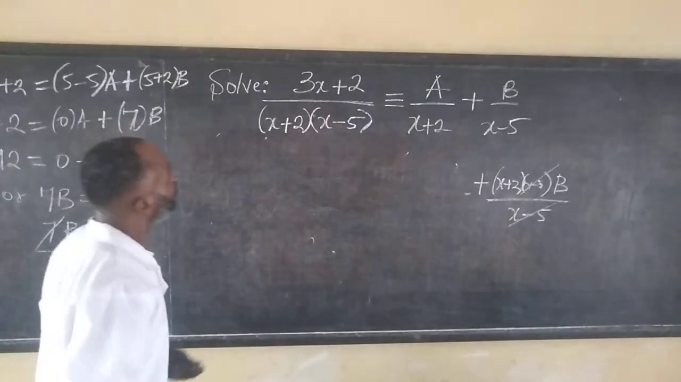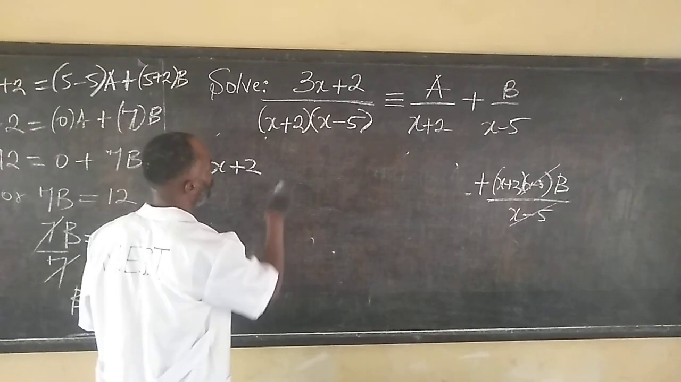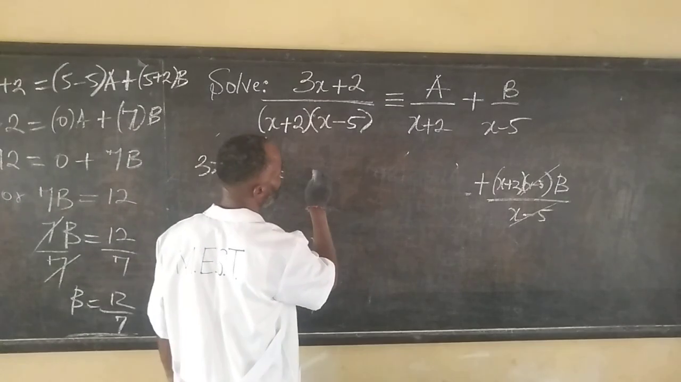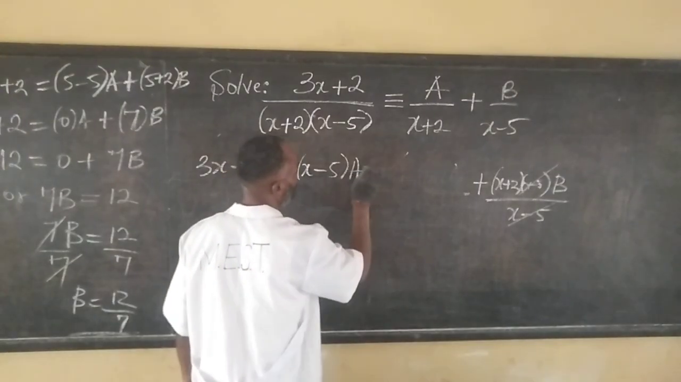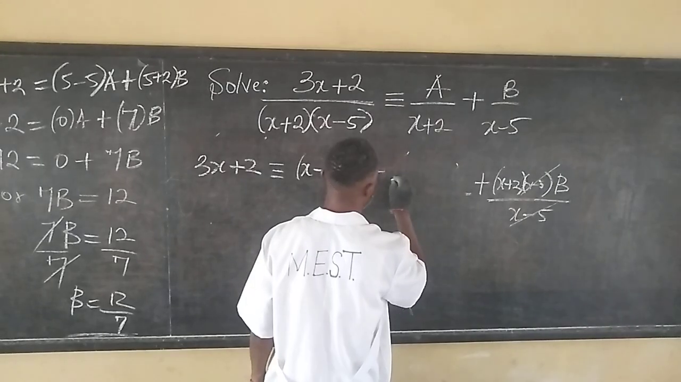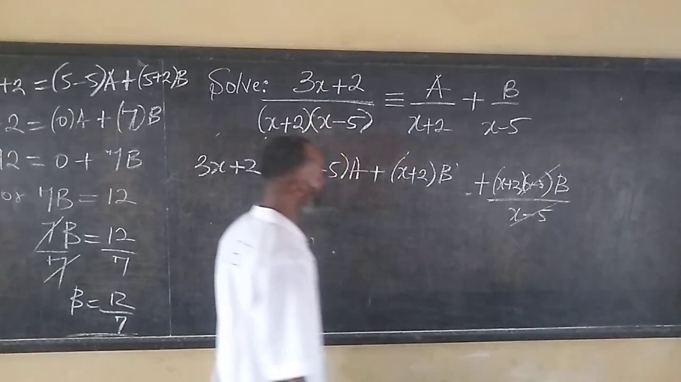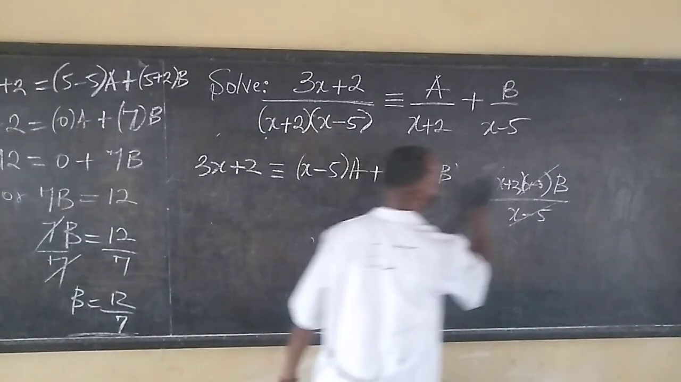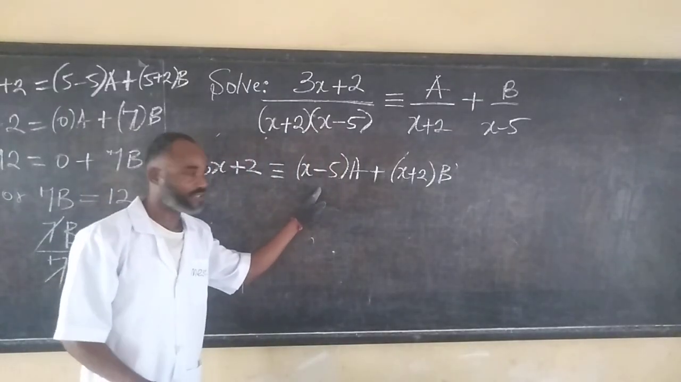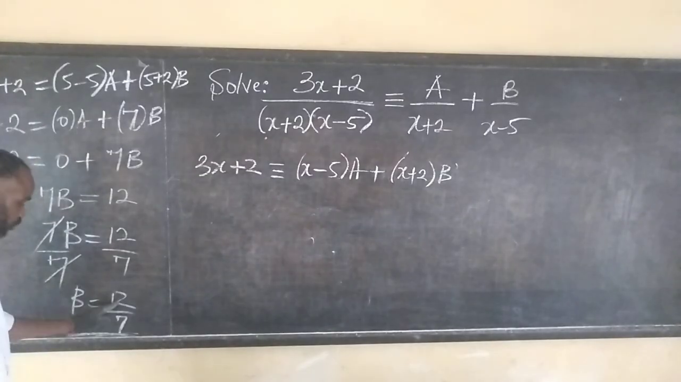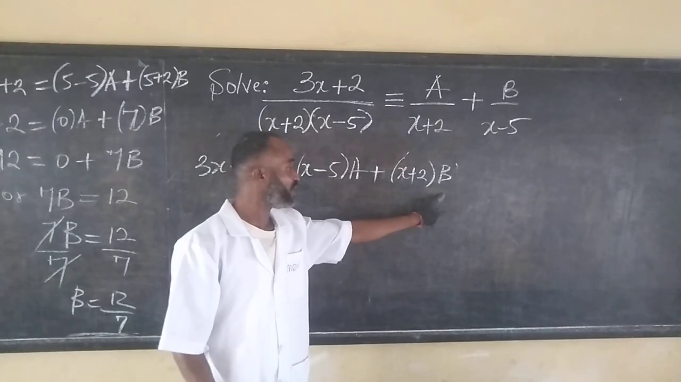From what we have, 3x plus 2 is equivalent to 5x minus 5b, and then we have b. What we meant here was x plus 2, and then b. So this is what we had in the first place. We don't need this anymore. The next thing: we have used this to find the value of b, which is 12 over 7. We now have to use this to find the value of a.